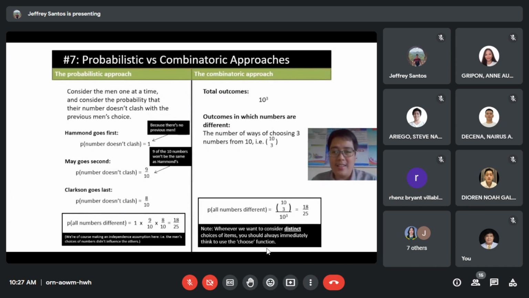Now, let's go with the combinatoric approach. For the total outcomes, since there are 10 numbers, there are 10 cubed possible outcomes. Outcomes in which the numbers are different: the number of ways of choosing 3 numbers from 10, for example, the combination of 10 taken 3 at a time. So using the combinatoric approach, the probability that all numbers will be different will just be the combination of 10 taken 3 at a time over 10 cubed. Simplifying that, we should also obtain the same answer, which is 18 over 25.